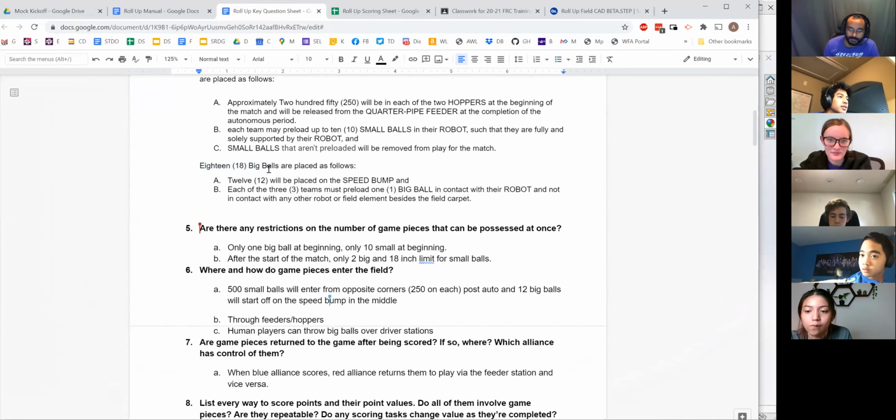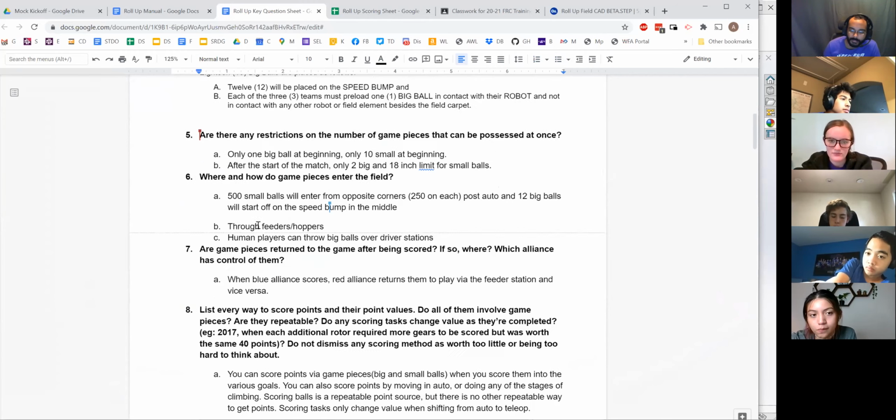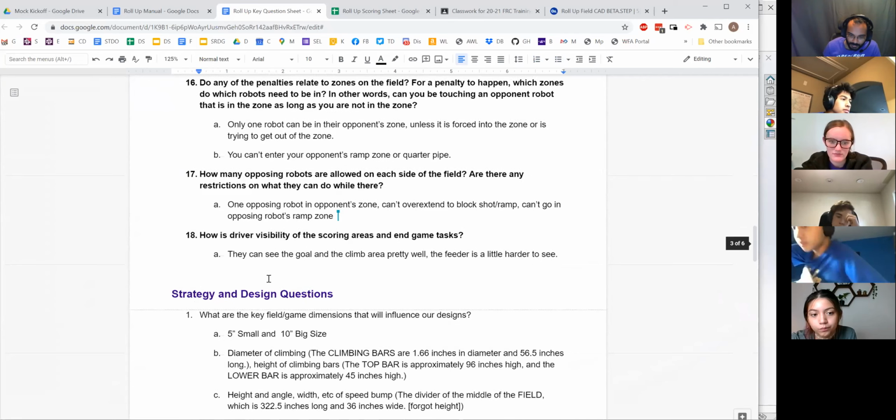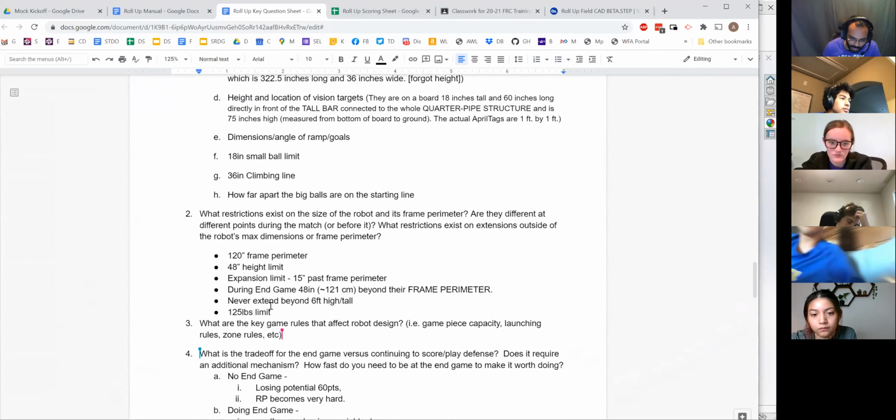So then, if there's 6 in the driver's station, 6 in your opponent's robot, your alliance still has 6 balls to play with, basically. So they can limit the big balls that are in play a little bit, but they can't eliminate them.